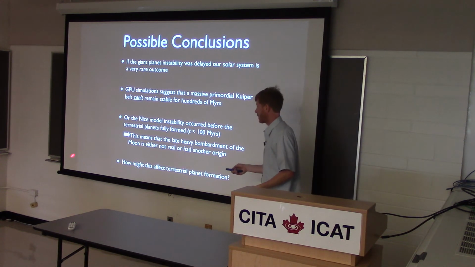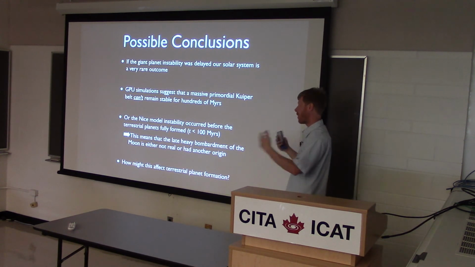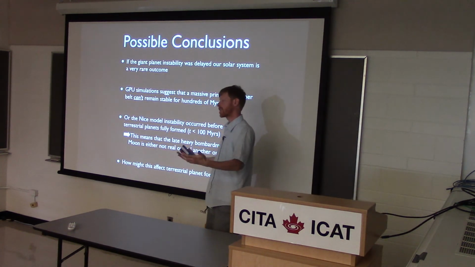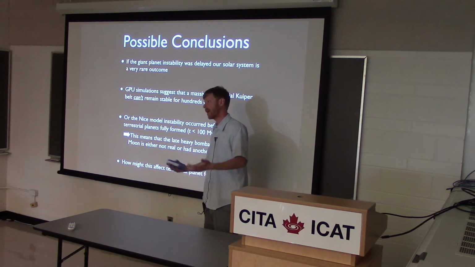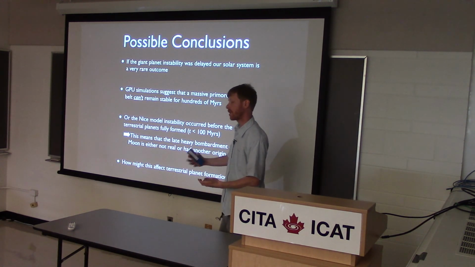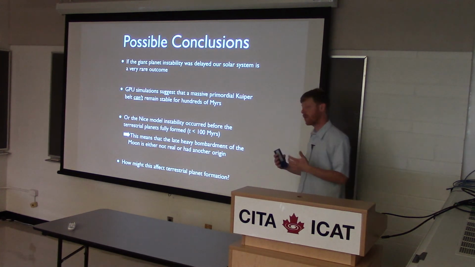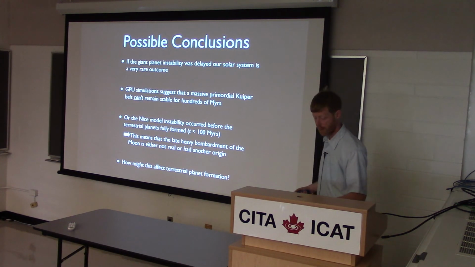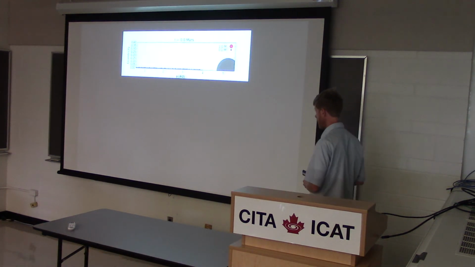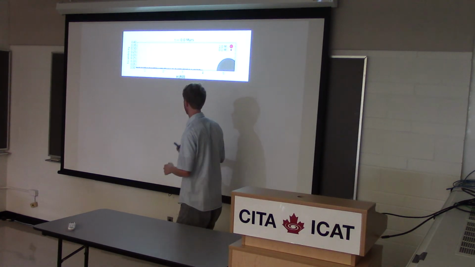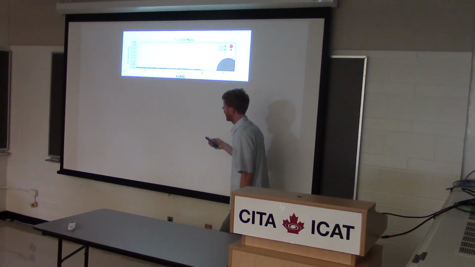Another question that pops out from this work is how might the giant planet instability affect the process of terrestrial planet formation? It takes roughly 100 million years to form our terrestrial planets. During this 100 million year window, we could have the giant planets go unstable, and how would that change things? So I'll just finish up with some ongoing work we have looking at terrestrial planet formation.